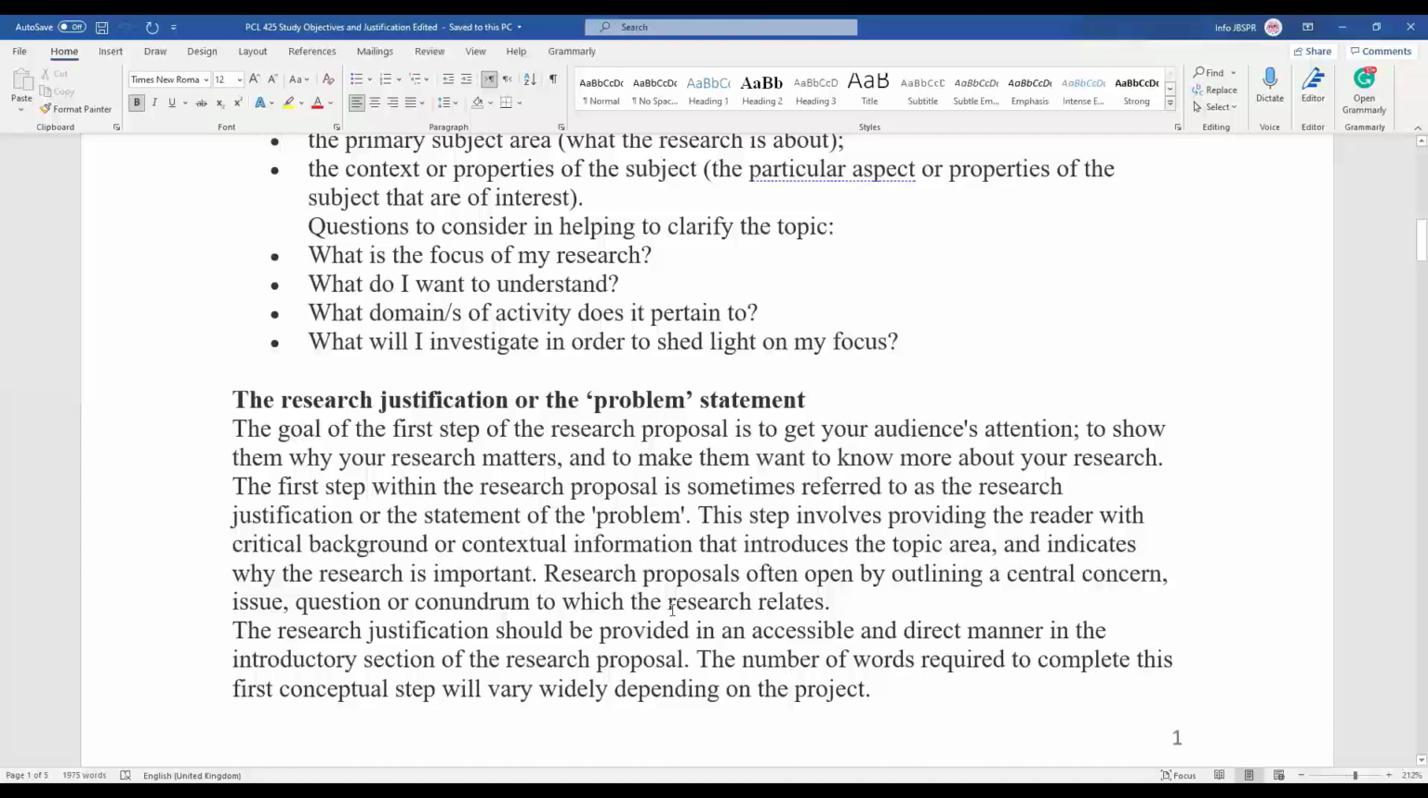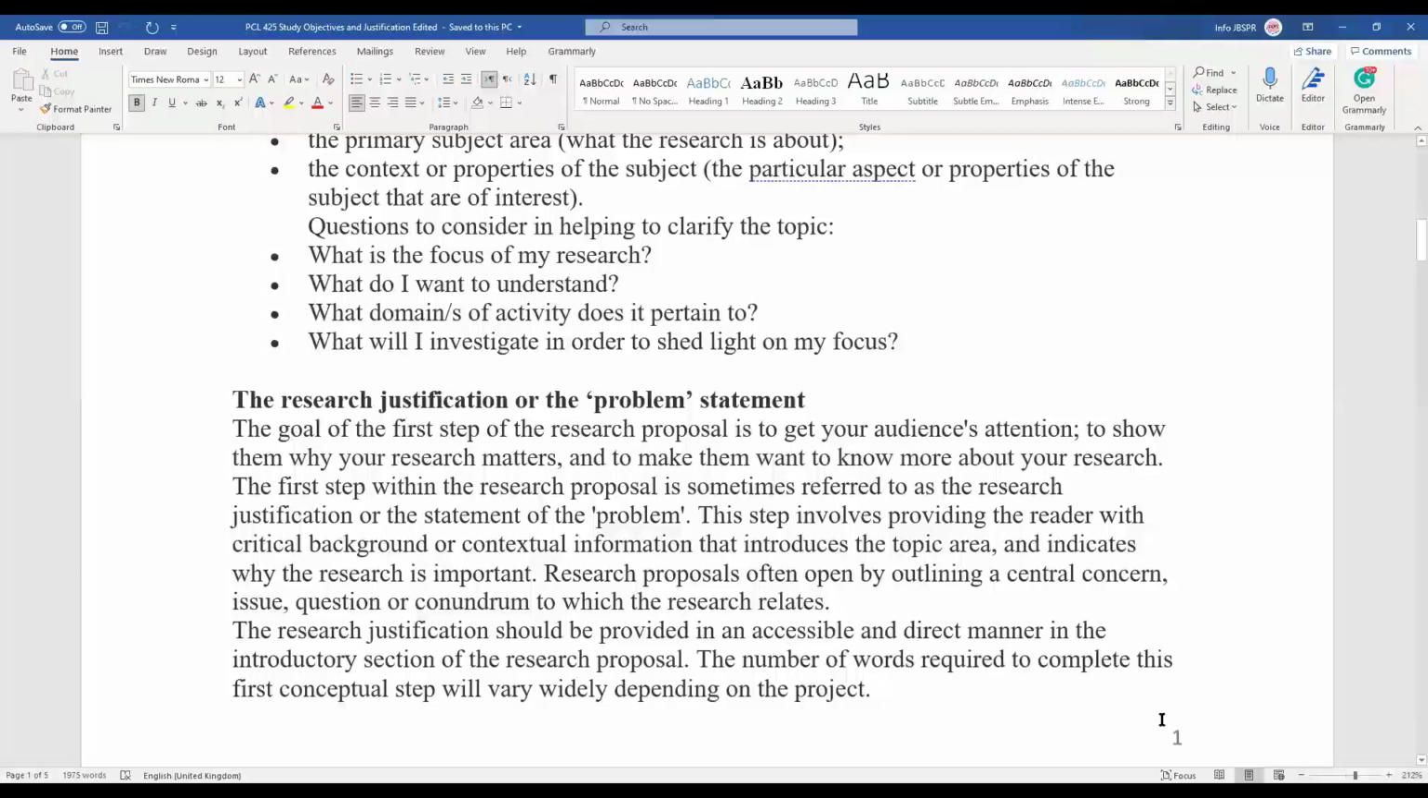So, like I said, the justification or statement of the problem can be one of the first steps of a research proposal. It involves providing the reader or your supervisor critical background information that introduces the topic area, and it indicates why the research is important. The research justification should be provided in an accessible and direct manner in the introductory section of the research proposal, or in your chapter 1.